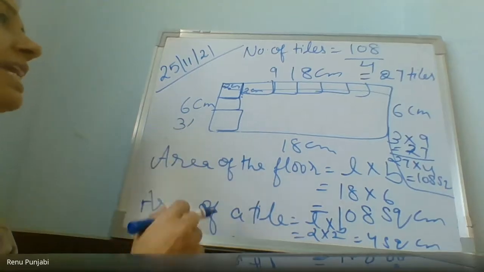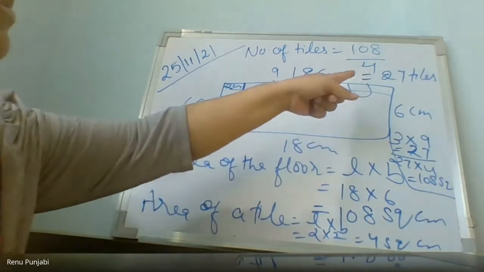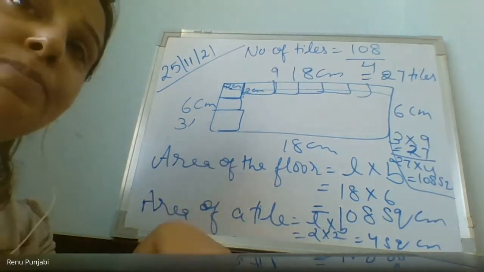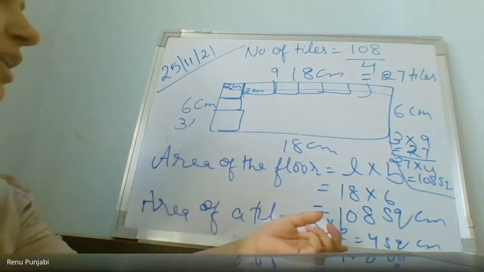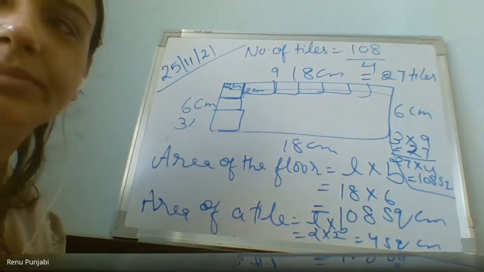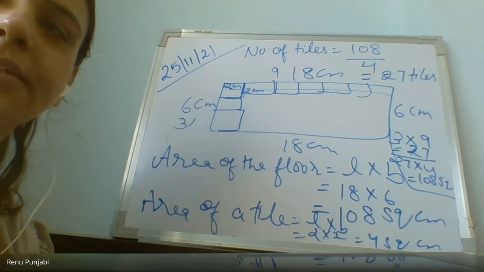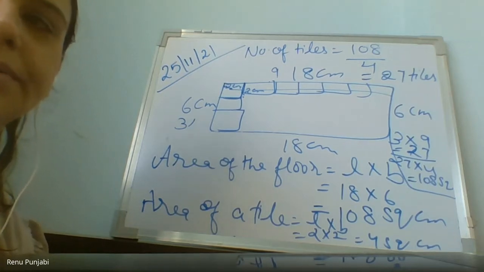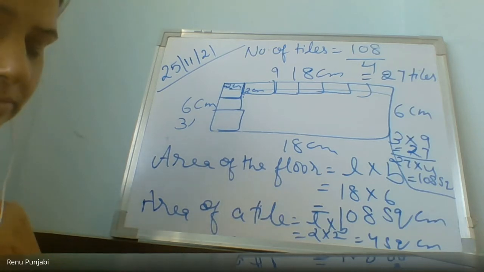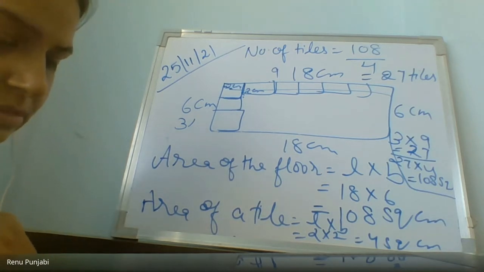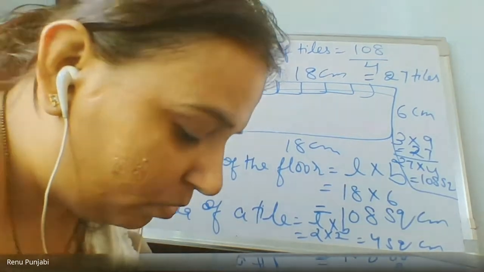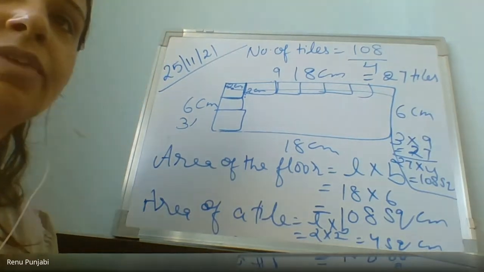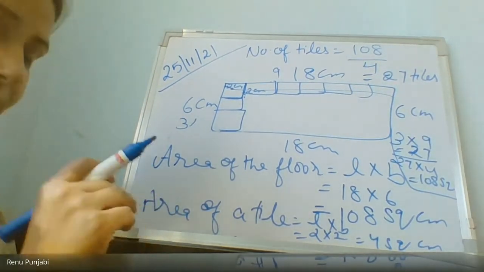So here, if they are asking to find the number of tiles, the answer will be 27. If they are asking what will be the area of the floor with the help of the squares, you will first do 27 multiplied by 4. Clear? It depends on the language of the question, what they want. Now everyone take out page number 148 of your textbook, practice time.